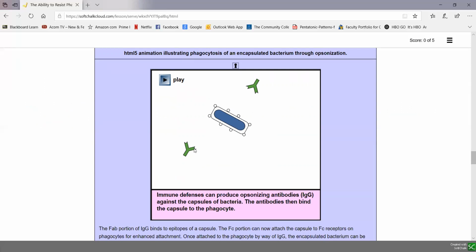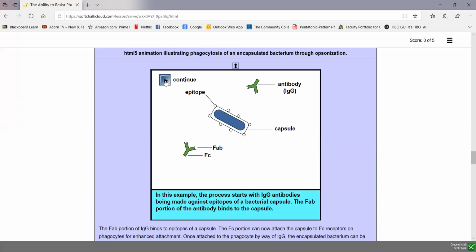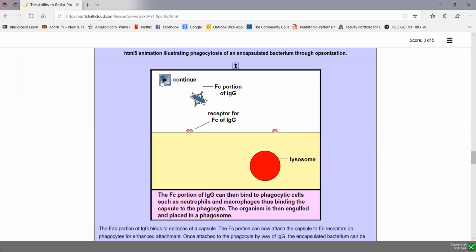So we make antibodies where the Fab portion of the antibody is tailor-made to fit these epitopes on this bacterial capsule. The Fab, or antigen-binding fragment of the antibody, then binds to the epitopes of the capsule. And then the Fc portion of the antibody binds to Fc receptors on phagocytes. And in this way, we can attach encapsulated bacteria to phagocytes, engulf them, and destroy them.